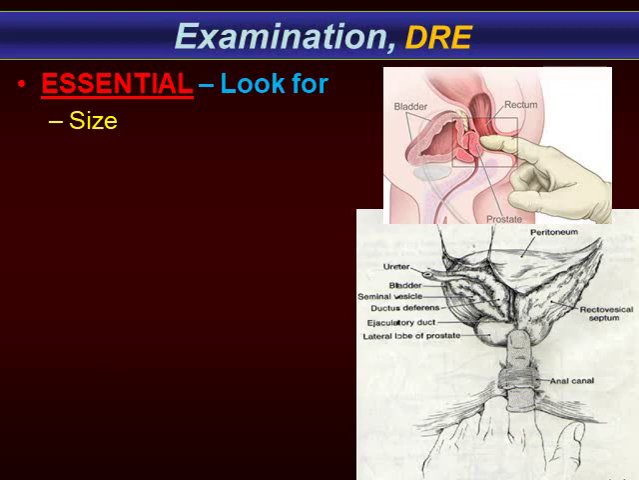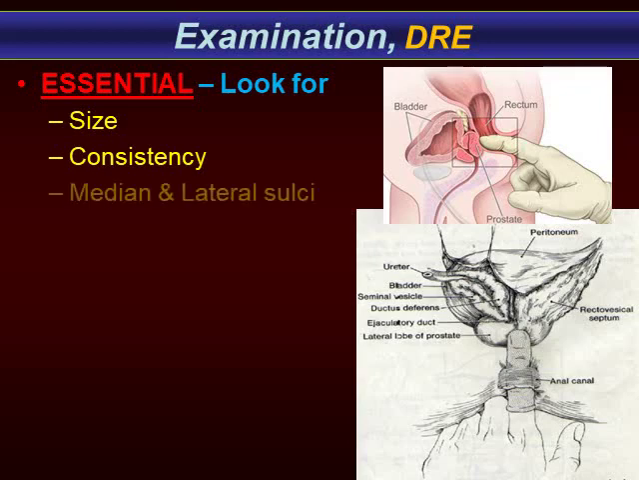What do you look for? You look for the size. We already know the normal size of the prostate is 2 by 3 by 3, which is almost the size of a walnut. If it is enlarged above this size, then it is enlarged. You have to feel both lobes separately. You check for the consistency of the prostate, which normally is rubbery. In malignancy, it would be stony hard. In case of infection, prostatitis, it will be tender.